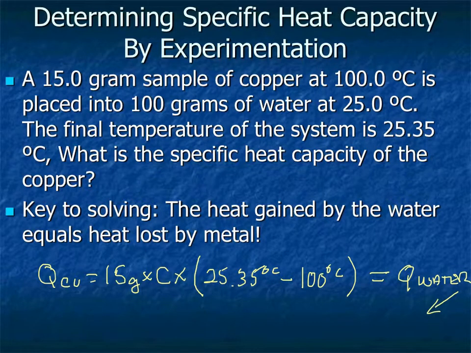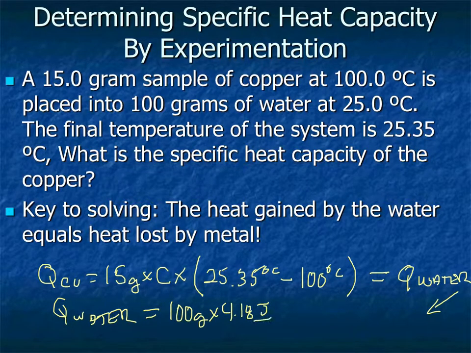And then we can write that the Q of the water equals the 100 grams of water, and we know the specific heat of water, in this case it's 4.184 joules per gram degrees C. And we know the initial temperature of the water was 25, and the final was 25.35, so 25.35 minus 25 degrees C. So we have all the values there, and we can solve that and get the right answer. Let's look at how to do that.